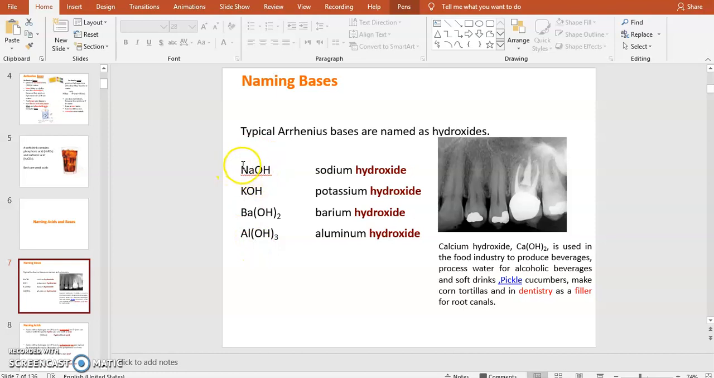And then you call the first ion, as usual, sodium. And the second polyatomic molecule is the hydroxide group. So sodium hydroxide, potassium hydroxide, barium hydroxide, aluminum hydroxide, and so on. So there are no tricks in calling any bases. The only thing is to figure out it's a base by finding the OH.